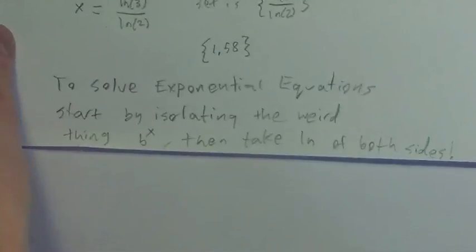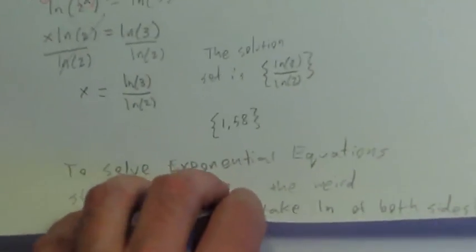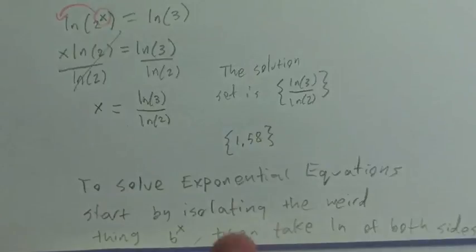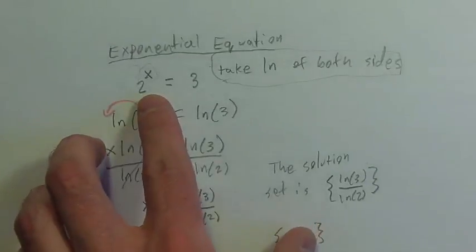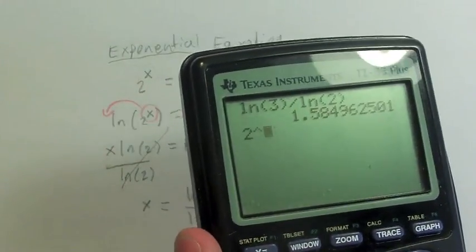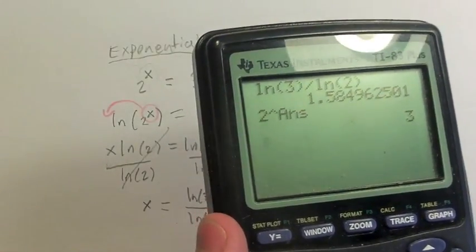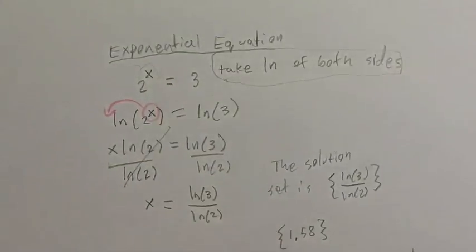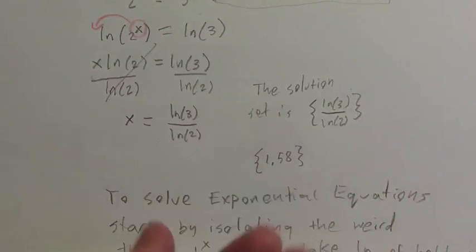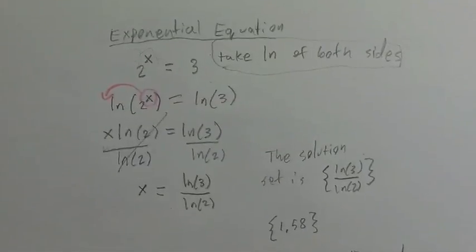So let's look at a couple more examples, because they aren't all as simple as just 2 to the x is equal to 3. But if I want to check, because this is like a log, right? 2 to what power is equal to 3? If I take 2 and I raise it to the answer, like I talked about last time, we get 3. So that's the power we need to raise 2 to get 3 out.